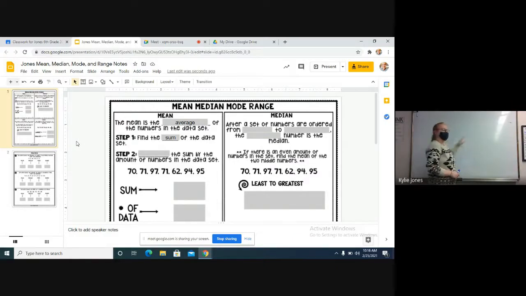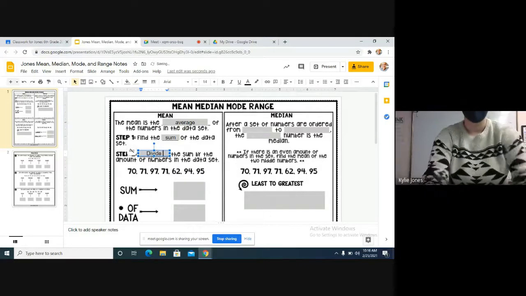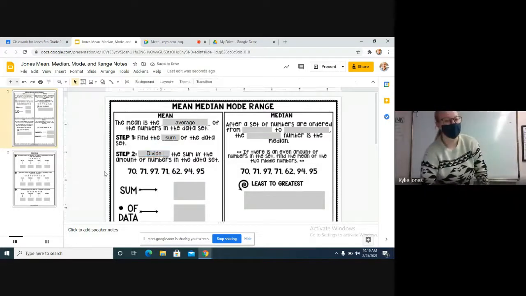Subtract. Well, divided by the numbers. Good. We added the numbers for step number 1, and then we divided for step number 2. So that blank for step number 2 is divide. Divide the sum by the amount of numbers in the data set. So for the mean, you're adding things together and then dividing.